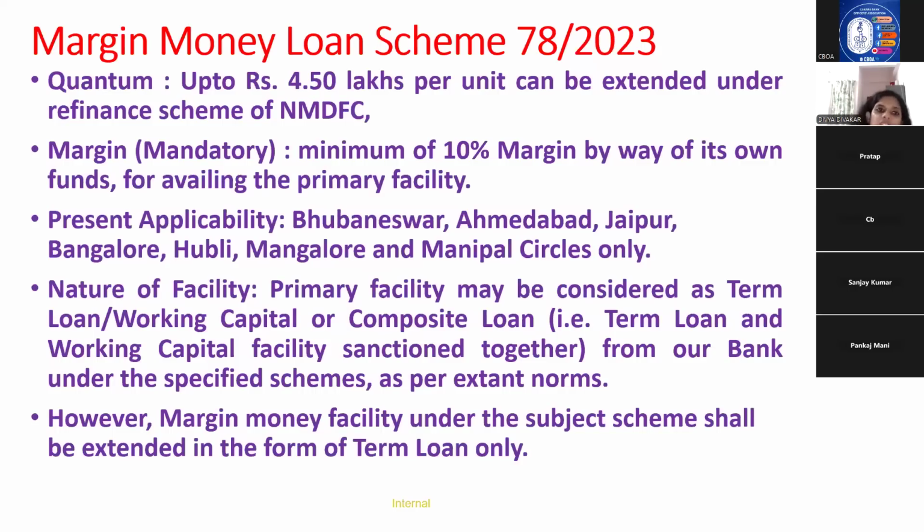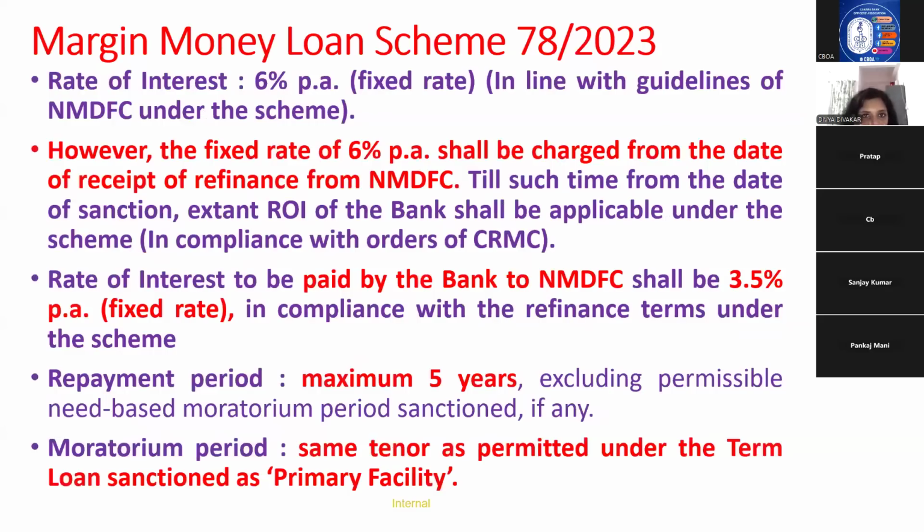Simple. Actually, this is a margin money loan scheme, for giving the party margin, and the maximum amount is 1.5 lakhs. So first a primary loan has to be there. It can be a term loan, working capital, or a composite also. But this particular loan will be sanctioned in the form of term loan only. Rate of interest is fixed rate 6%.